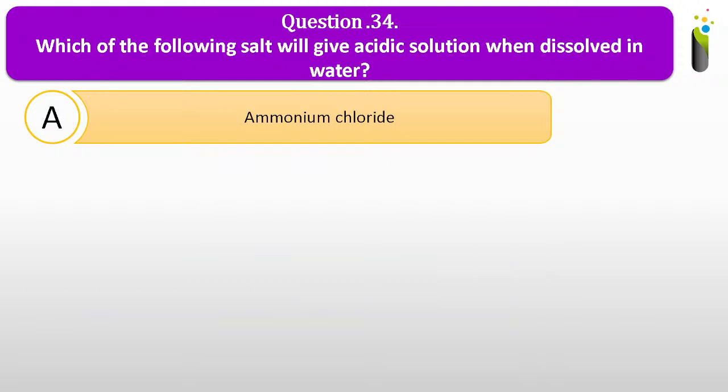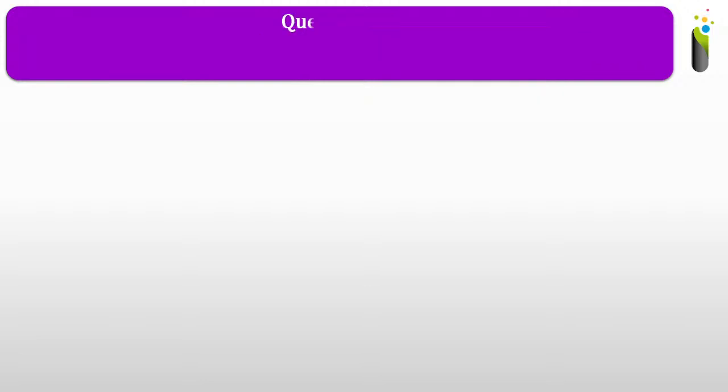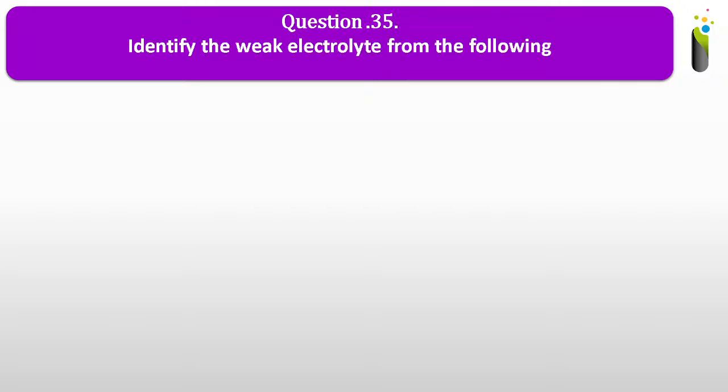So the correct answer for question number 34 is A. Ammonium chloride. So the salt which will give acidic solution when dissolved in water is ammonium chloride. Question number 35. Identify the weak electrolyte from the following.